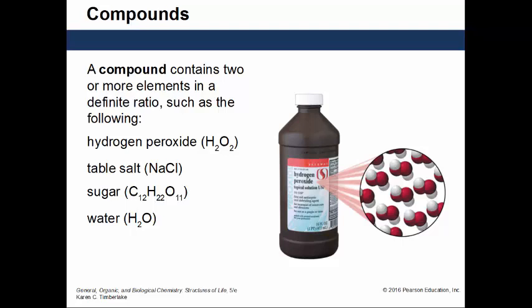Same thing with water. If you take away, say, a hydrogen from water, you end up with hydroxide, which is completely different than water. So compounds are in a very definite, very fixed ratio. Anytime you have H2O in a compound, this will always give you water. This will always give you hydrogen peroxide. This will always give you table salt or sodium chloride. This combination will always give you sugar. It can't be anything other than those.